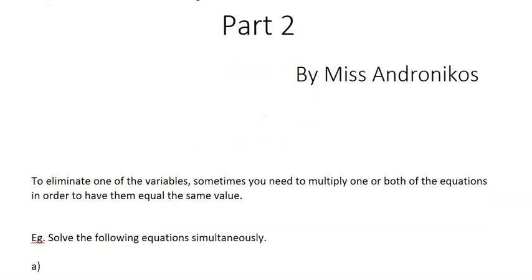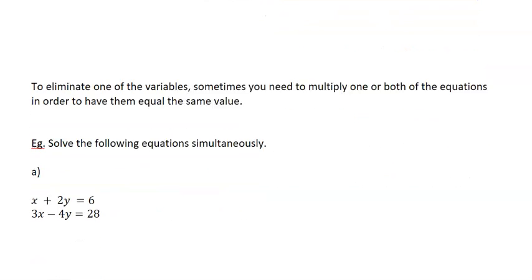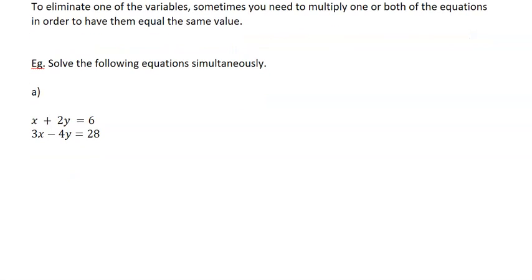Okay, so to eliminate one of the variables, sometimes you need to multiply one or both of the equations in order to have them equal the same value. This is very similar to what we do with fractions, for example, to get equivalent simultaneous equations. So let's have a look at this one.